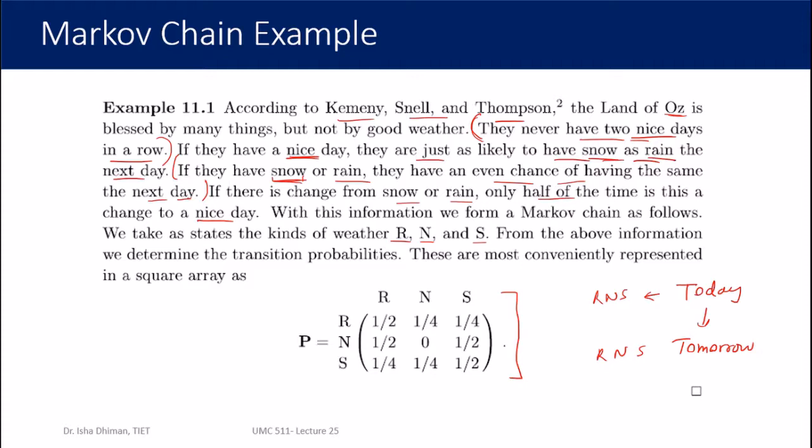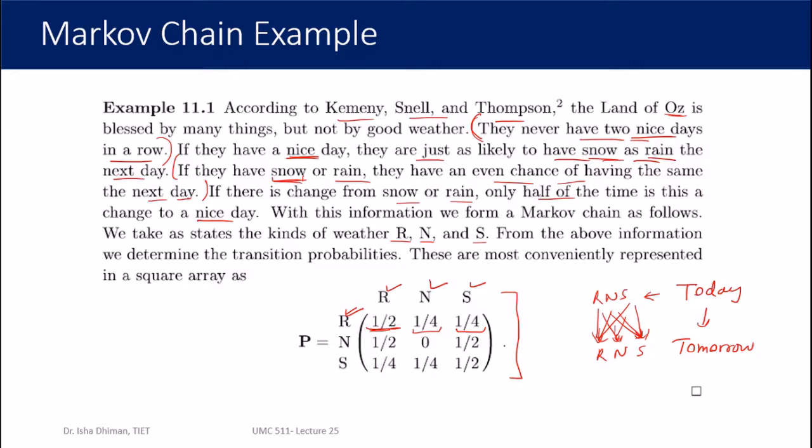Now we just need to know their individual probabilities. What is the probability from R to R, R to N, R to S? N to R, N to N, N to S, and S to R, S to N, and S to S. So that will be 9 probabilities we need to determine, right? So this entry is actually denoting R to R. This is R to N, and this probability is R to S. But now let's come to how they have computed these probabilities.